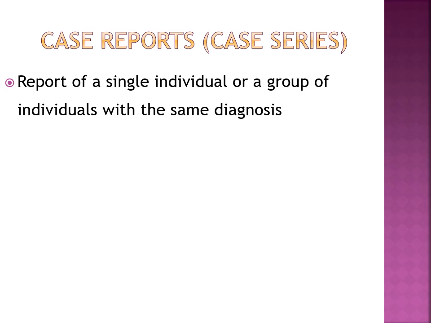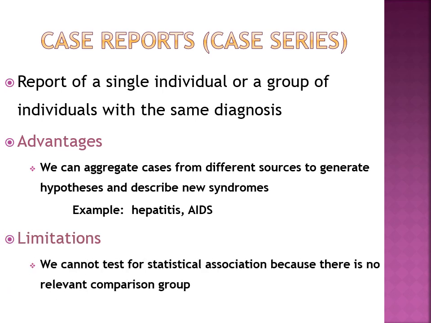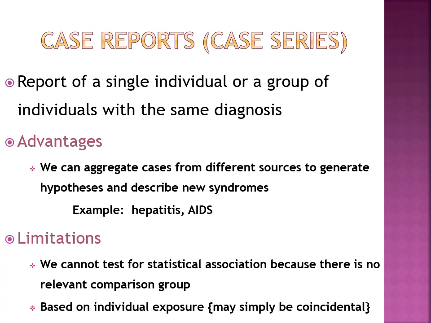Now, case reports and case series. A report of a single individual or a group of individuals with the same diagnosis. What is the advantage? We can aggregate cases from different sources to generate a hypothesis and describe new syndromes, like in hepatitis and AIDS. But what are the limitations? We cannot test for statistical association, as there is no relevant comparison group, so we cannot generalize the findings. And it is based on individual exposure, so it might be quantitative.